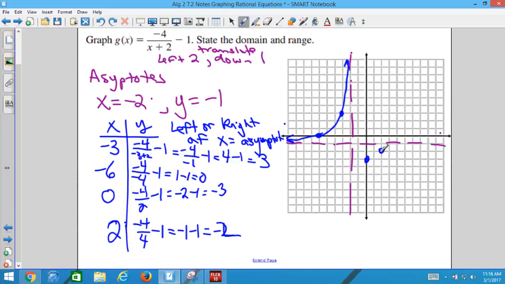And I think that's enough points to kind of tell where this branch is going. And the two branches are symmetrical. So if you figure out some points over here, you can figure out the points over here by just kind of looking at it. They are symmetrical.